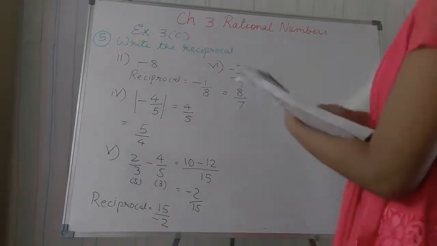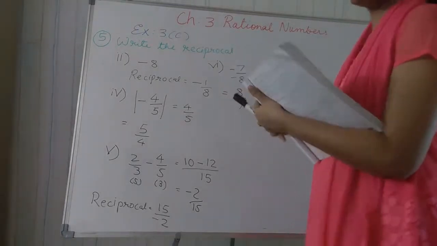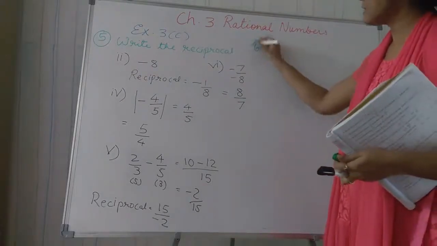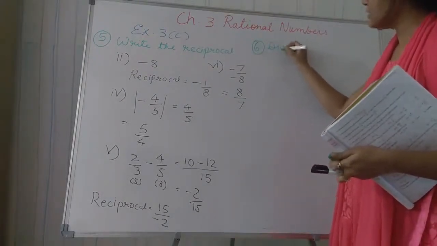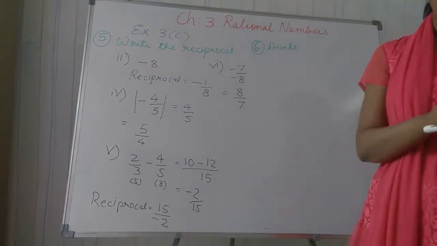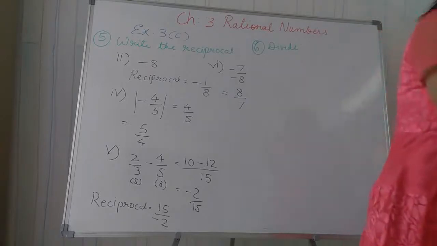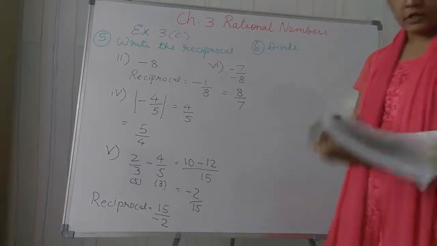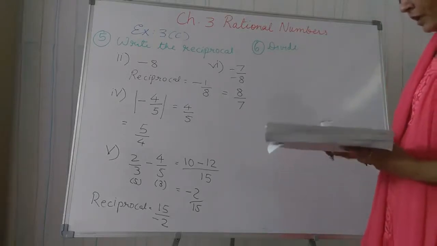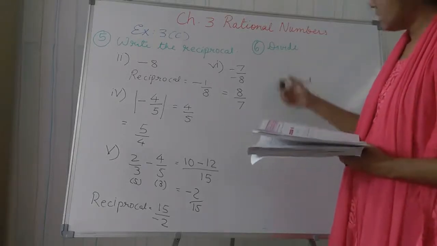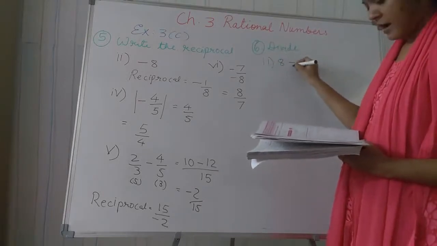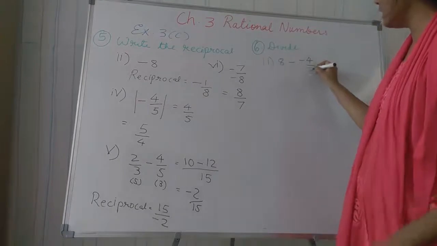Question number 6 is divide. Students, we have already seen multiplication of rational numbers. So now let us start with divide questions. Here you have 8 questions. Let us start with the difficult ones. I will solve for you. So first I am taking the second one: 8 divided by minus 4 by 9.